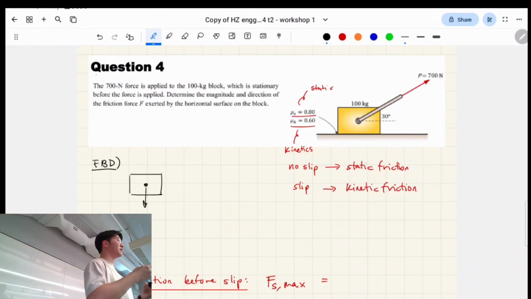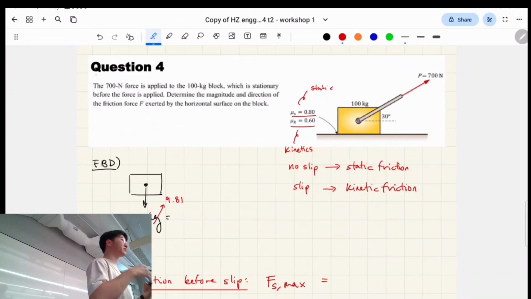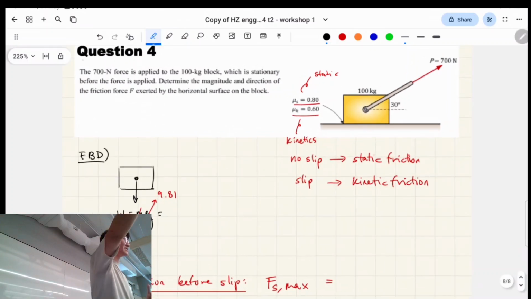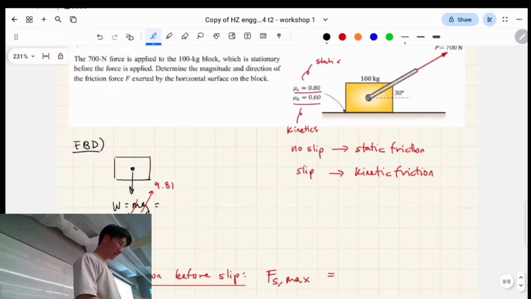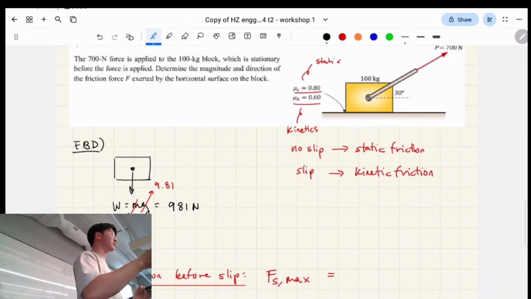The block will have a self-weight, right? And we can find the weight force with mg. The mass we know is 100 kilograms, and gravity, in this course we take it as 9.81. In other courses it might be 9.8. When you do concrete structures, it's 10. They get more and more lazy as engineers, as you progress through your degree. Okay, so that gives us that the weight is 981 newtons, yeah?